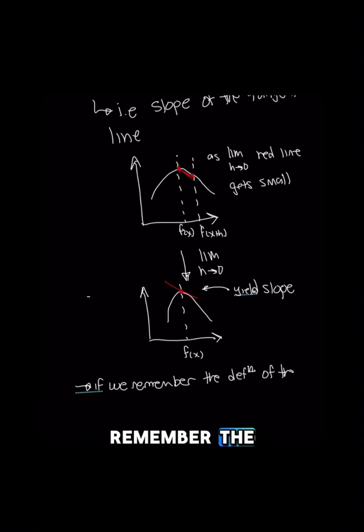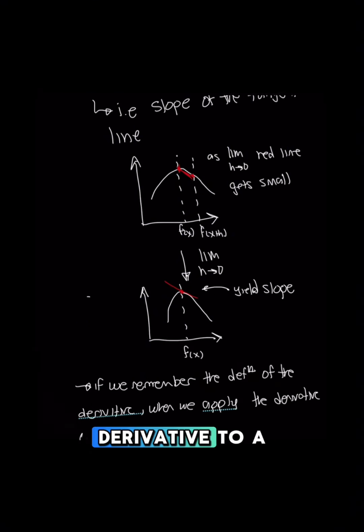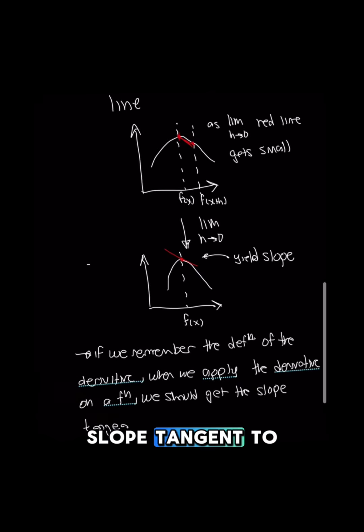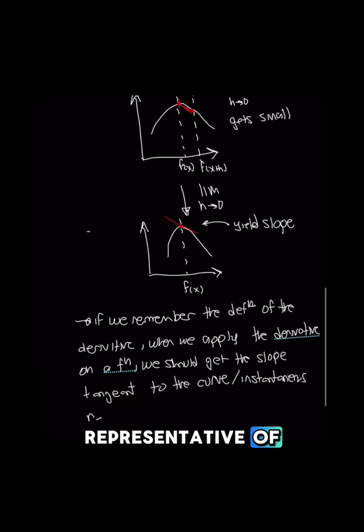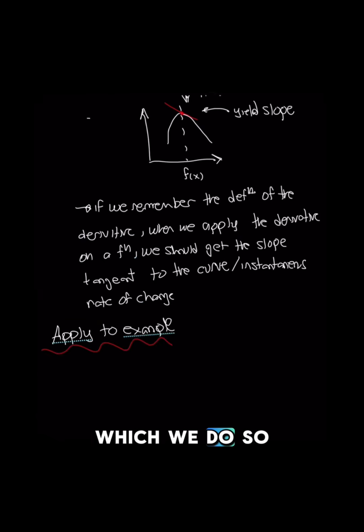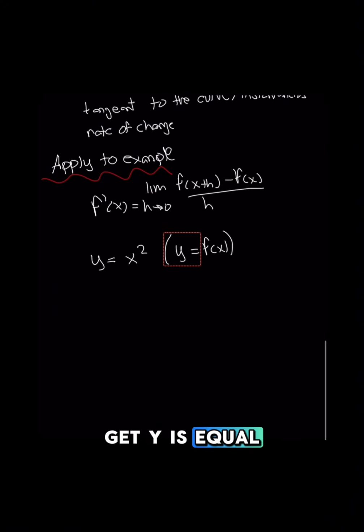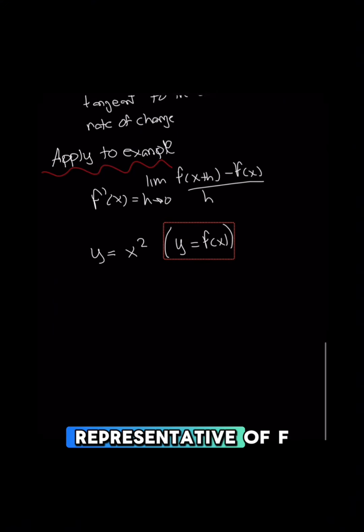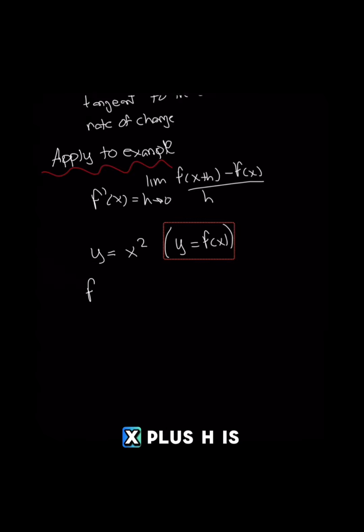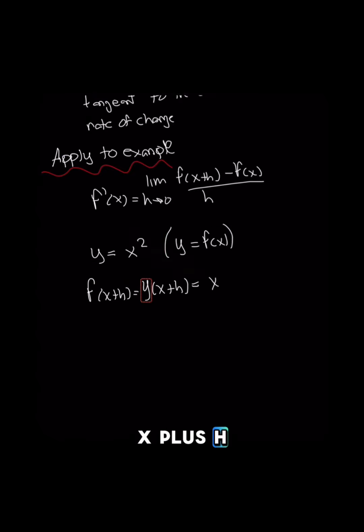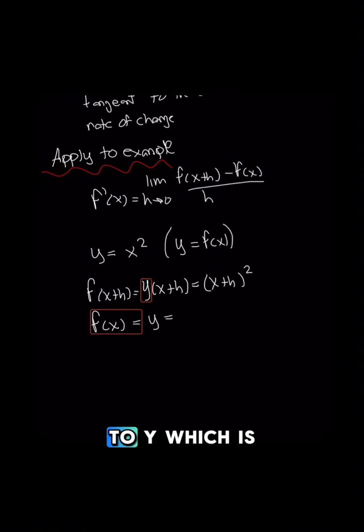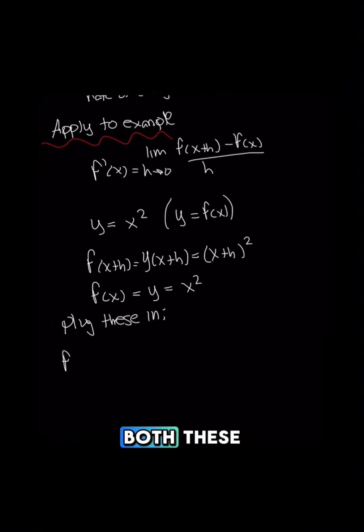And if you remember the definition of a derivative, when we apply the derivative to a function, we should get the slope tangent to the curve, which is also representative of the instantaneous rate of change, which we do. So we can apply this equation to our example. In our example, we get y is equal to x squared. So y is representative of f of x. And so f of x plus h is equal to y of x plus h. Plug in x plus h for x, we get x plus h squared. F of x is going to be equal to y, which is equal to x squared.